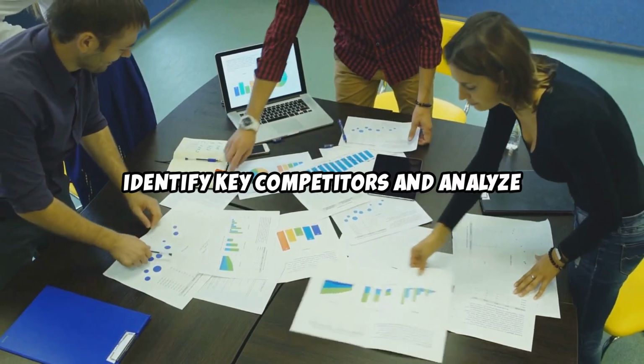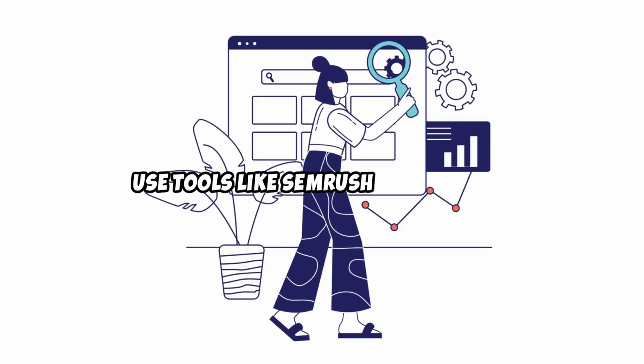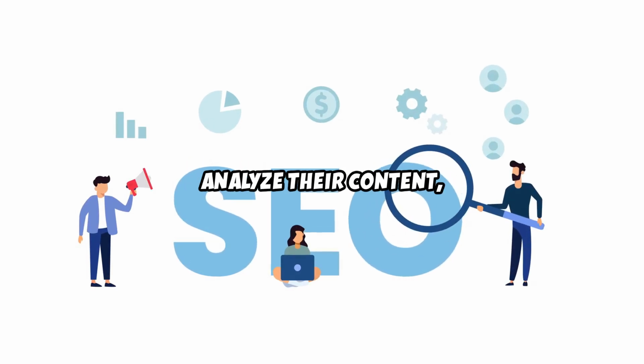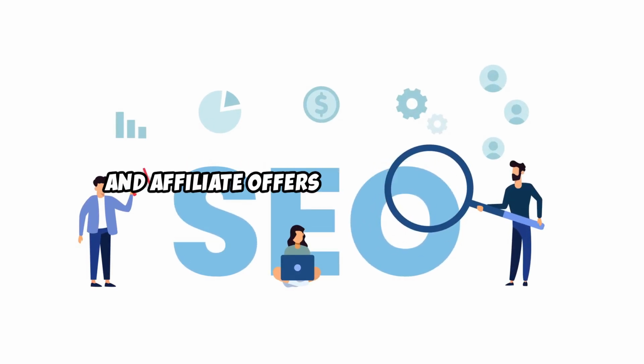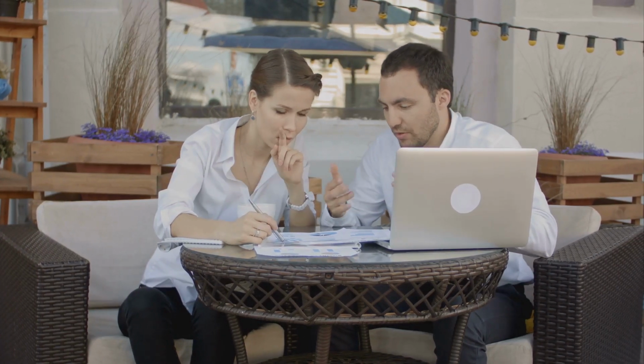Identify key competitors and analyze their strategies. Use tools like SEMrush or Ahrefs to identify your main competitors. Analyze their content, traffic sources, and affiliate offers to understand their approach and find areas where you can outperform them.